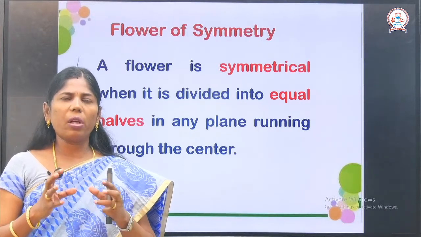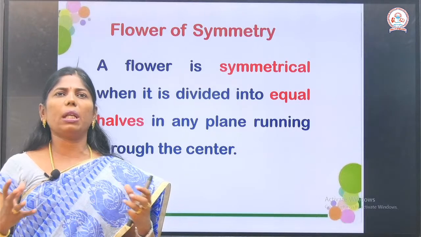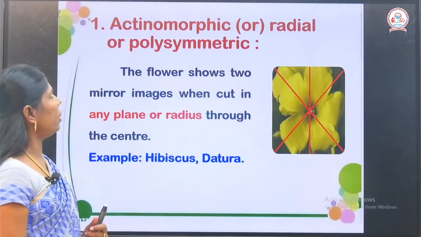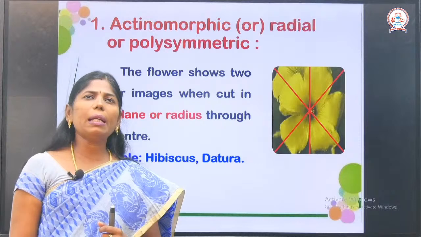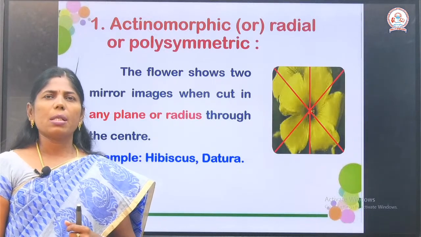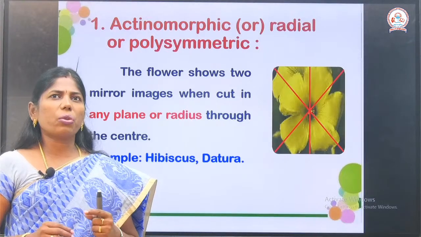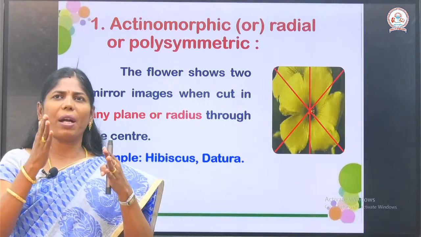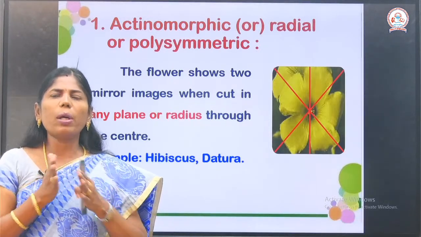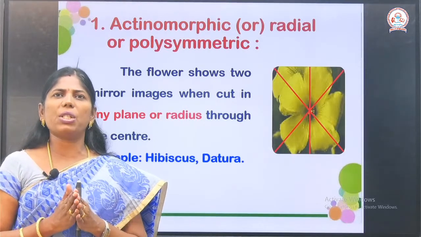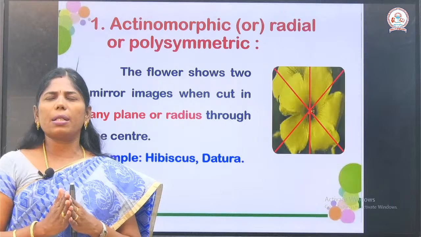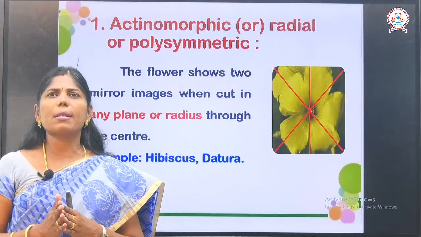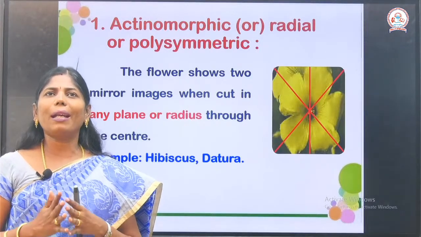Okay. So, floral symmetry means we can divide the flower into two equal halves through a plane. Under this category we will see three types. The first one is actinomorphic, or radial symmetry, or polysymmetric. So, what is actinomorphic? In a flower, the same parts can be seen in the two halves when it is divided into two equal halves. The parts are equally distributed in both regions. So that is actinomorphic. Here we can divide the flower into two equal halves through any plane. So that is considered polysymmetric, or radial symmetry.